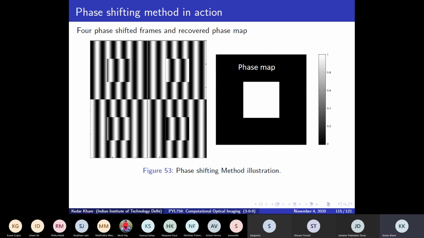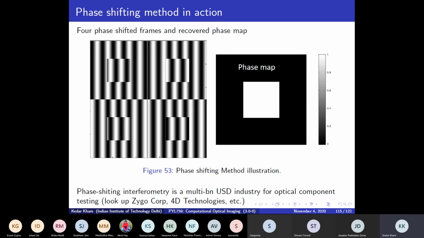This may sound very simple to you, but there is actually a whole multi-billion US dollar industry around this phase shifting interferometry. All optical components that get made, all kinds of optics, eyeglasses, everything, all of that has to be tested after fabrication, for surface profile. So if you make a lens or if you make a mirror, you have to do testing to make sure that the part has been fabricated correctly.